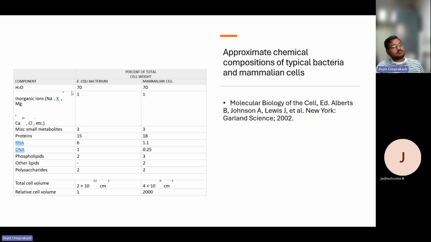And then we have some small metabolites and other products that are produced during the process of metabolism or energy generation. Then we have proteins, which make up a large chunk of the cell, followed by RNA and DNA. And lipids, phospholipids, and polysaccharides fall somewhere in between. Right.